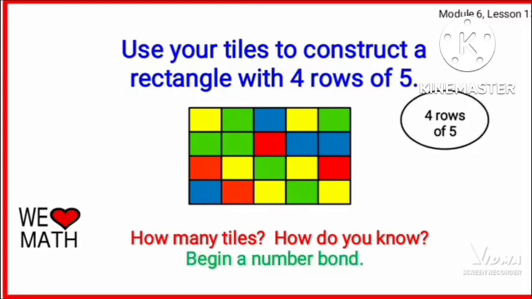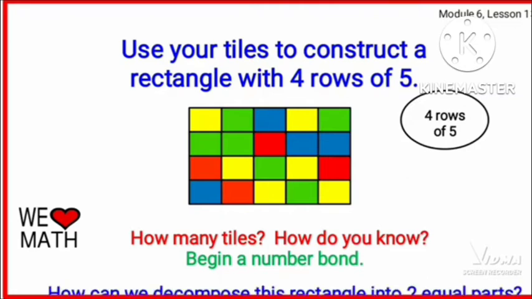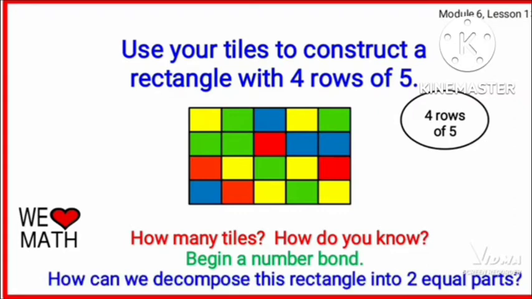Let us make a number bond to share, yes, decompose this array. How can we decompose this rectangle into two equal parts? What should we do? It has to be equal parts. If you share using the columns, it won't be equal. But look at what happens if we share the rows.